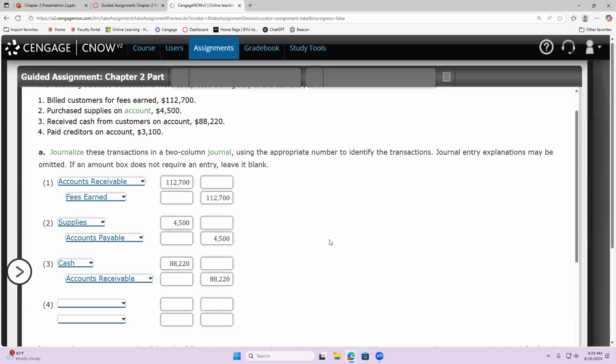All right. Paid creditors on account 3,100. So if we paid our creditors, that means our cash is going down and our accounts payable is going down. So accounts payable, a liability, will decrease with a debit, and our cash, an asset, will decrease with a credit.